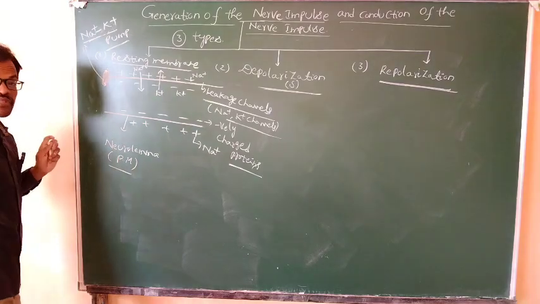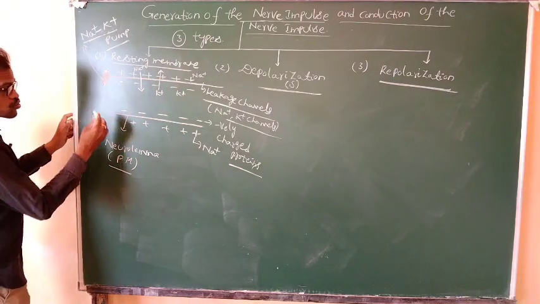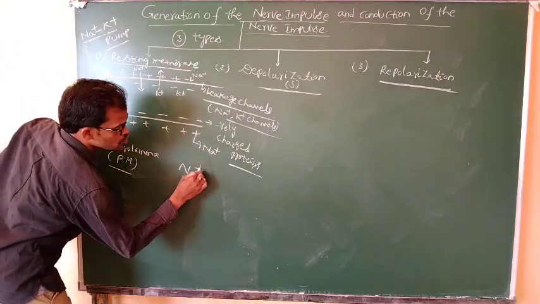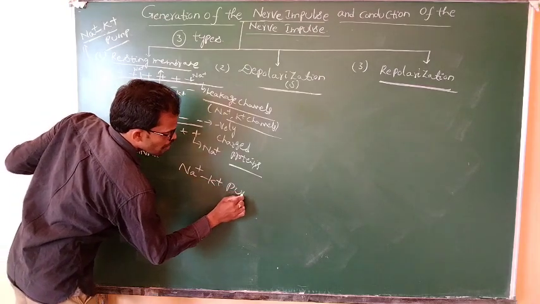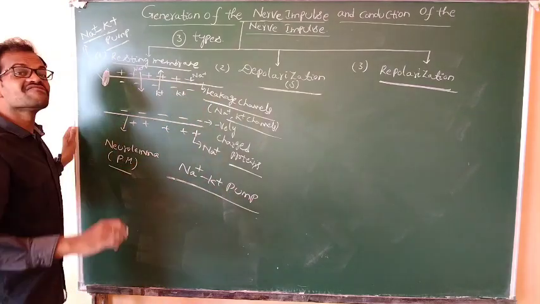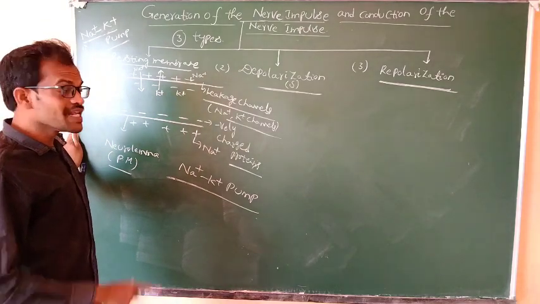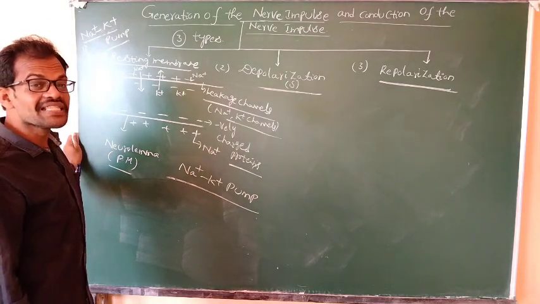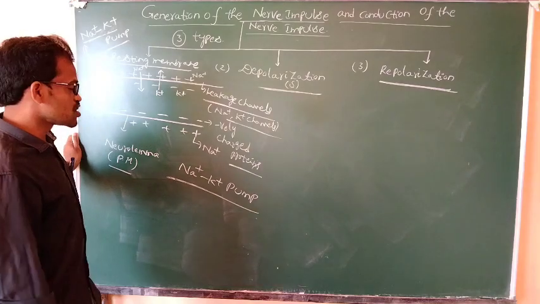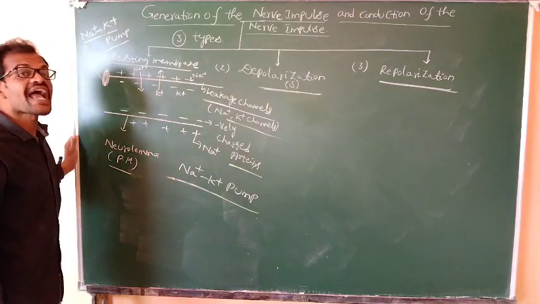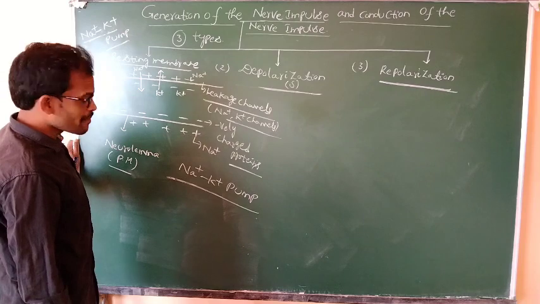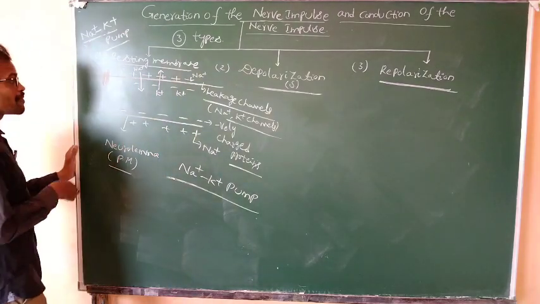The sodium-potassium pump maintains the resting membrane potential. This pump is only activated at the time of the resting membrane potential. Whenever the sodium-potassium pump is activated, what is its function?